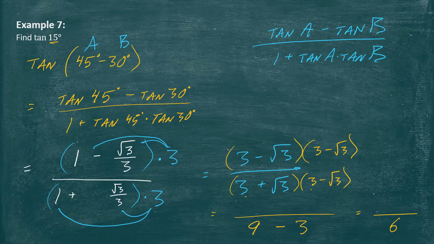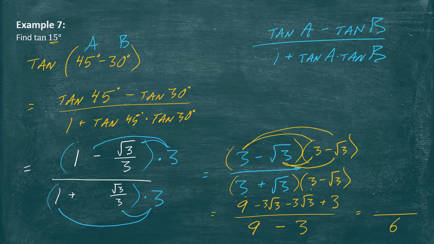On top, on the other hand, I would actually need to think of this more like a FOIL type situation, or a Punnett square would also help, where I could do 3 times 3 to get 9. I get 3 times a negative rad 3 for a negative 3 rad 3. And then I could do the same thing here with the negative rad 3, distributing it through, so that gives me a second negative 3 rad 3, and then a negative rad 3 times another negative rad 3. Two negatives make a positive, and square root of 3 times square root of 3 is actually positive 3.